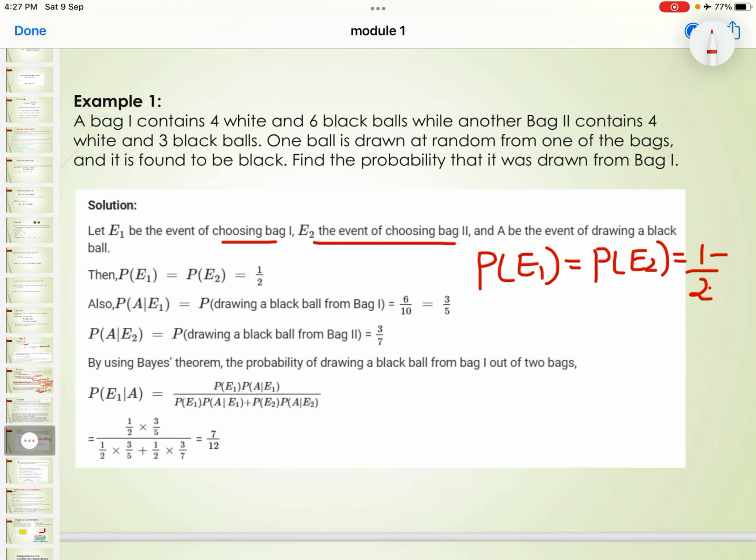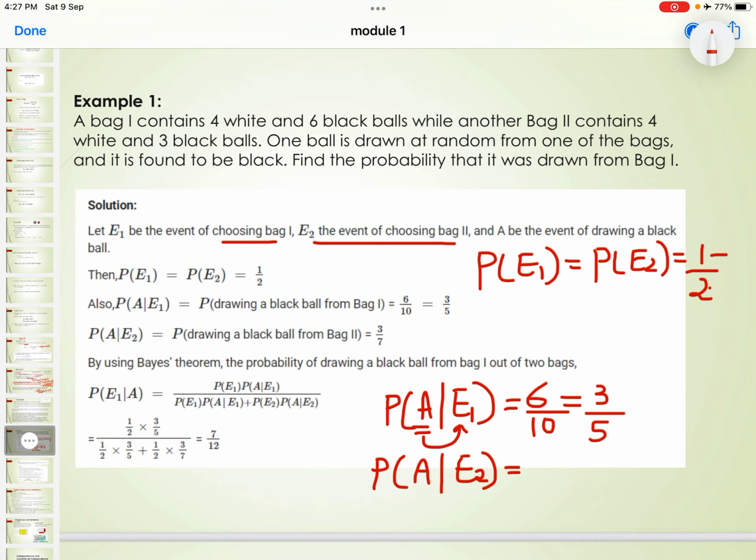So 1 by 2. P of A given E1 means the ball is black given that E1 has occurred, is 6 by 10, because there are 6 black balls in bag 1, which is 3 by 5. Probability of the ball being black given that event E2 has occurred, that means the ball is chosen from bag 2, is, so in bag 2 you have 3 black balls, so 3 by total number of balls, 3 plus 4, that is 7.